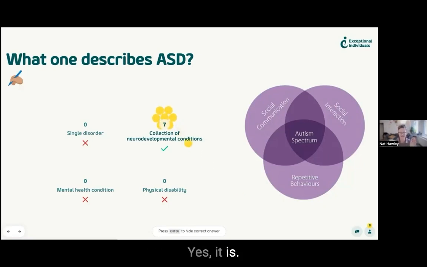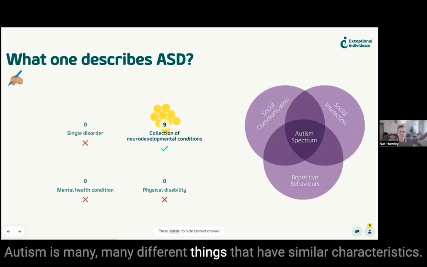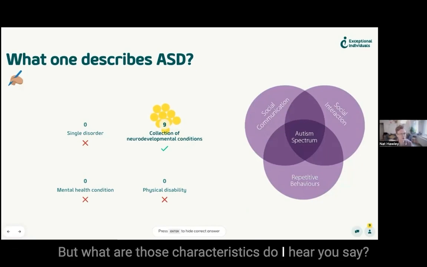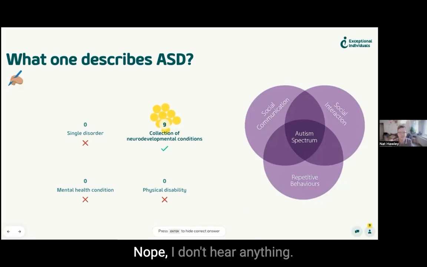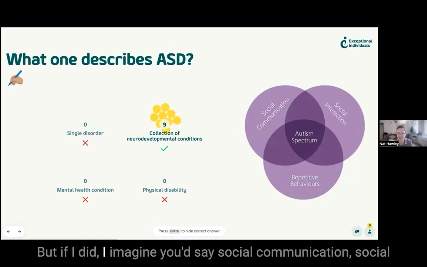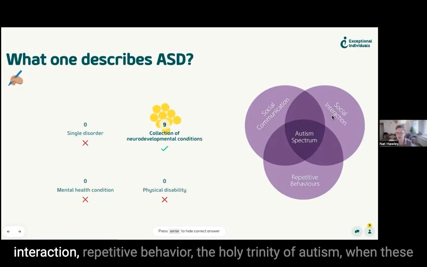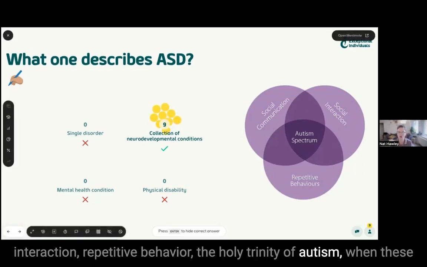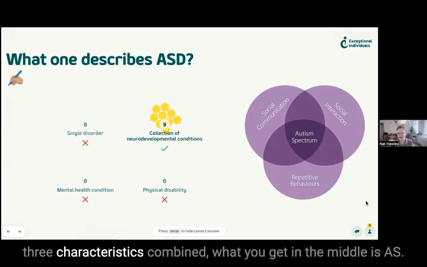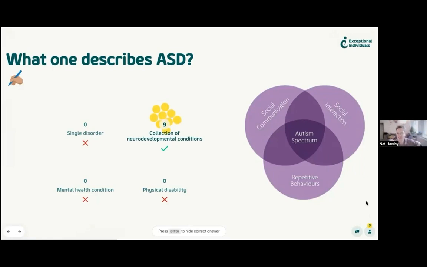Yes, it is. So it is not a single disorder. That would be way too simple. Autism is many, many different things that have similar characteristics. But what are those characteristics, do I hear you say? No, I don't hear anything. But if I did, I imagine you'd say social communication, social interaction, repetitive behavior, the holy trinity of autism. When these 3 characteristics combine, what you get in the middle is ASD.